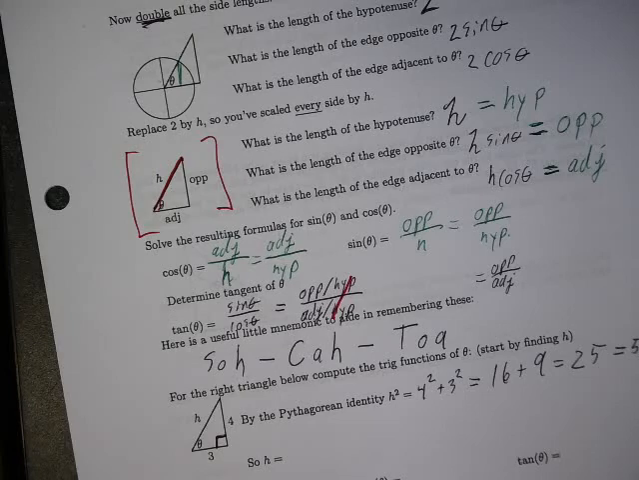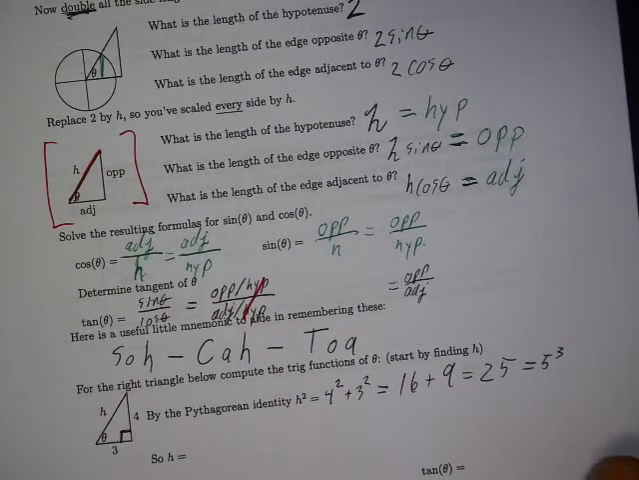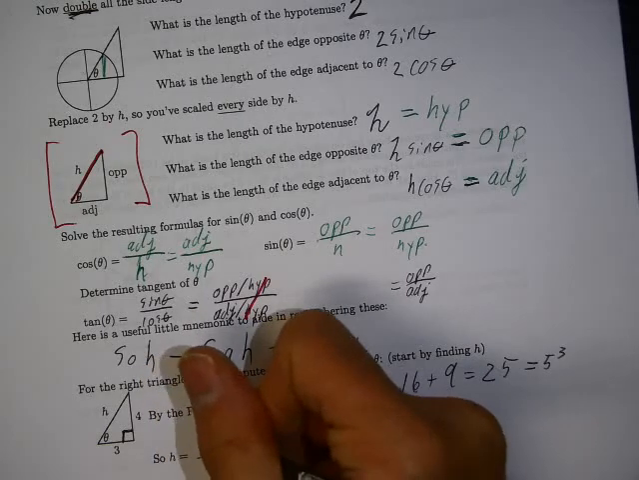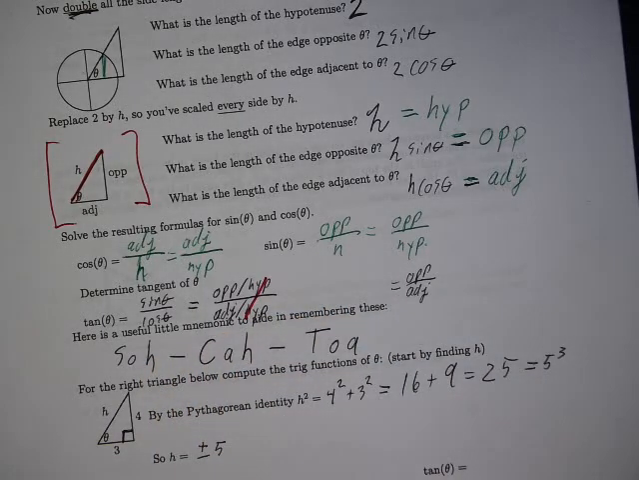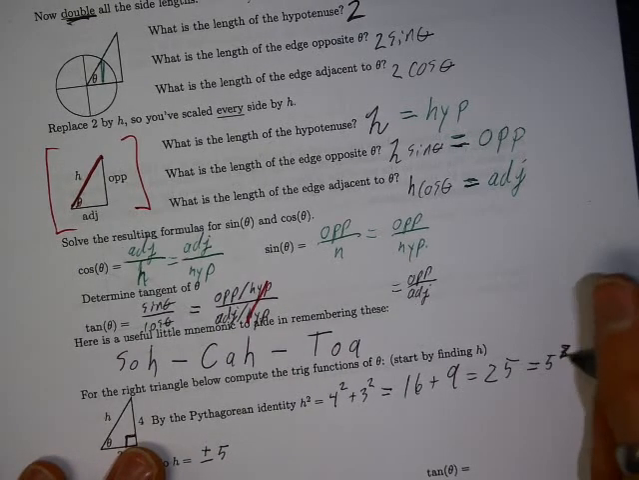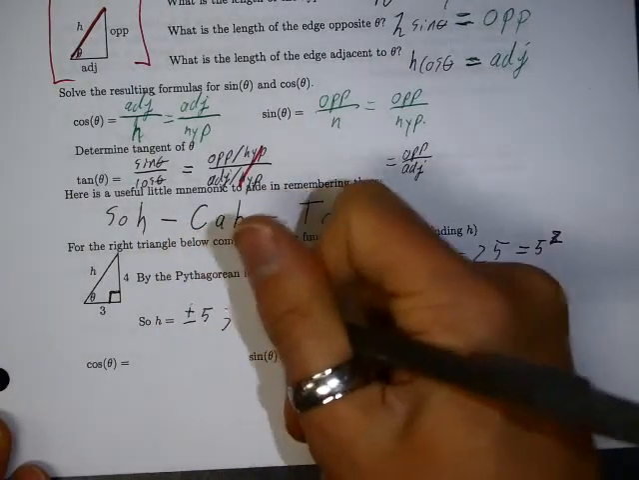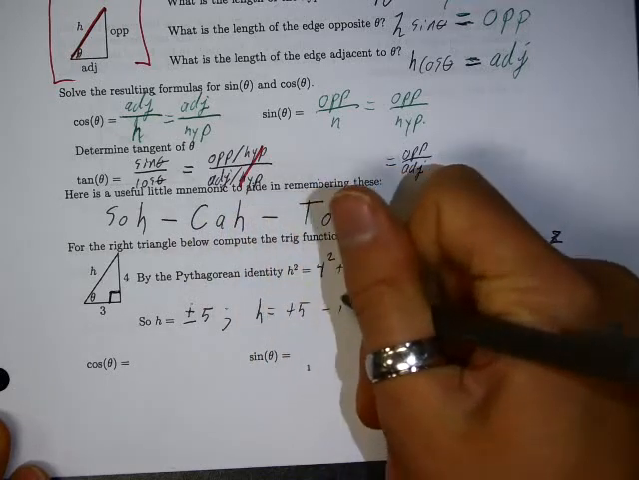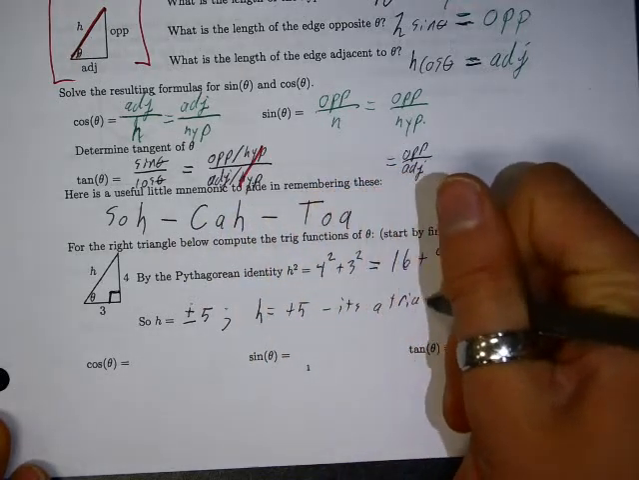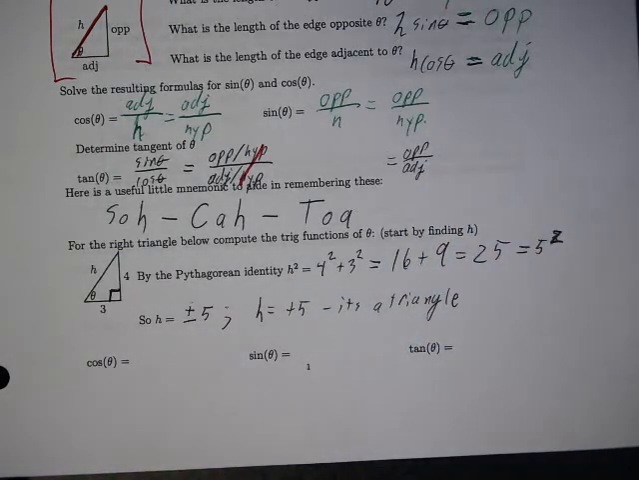Cool. So if h squared is 5 squared, then what is h? 5. Maybe I'll write plus or minus 5, but why is minus 5 not a reasonable answer? Yeah, it's a triangle. Did you mean to write 5 squared and not cubed? I did. Right, 25 is not 5 cubed. 25 is 5 squared. Yeah. So h is plus or minus 5, but in fact h is just plus 5. It's a triangle. I don't know what it means for a triangle to have a negative side length.